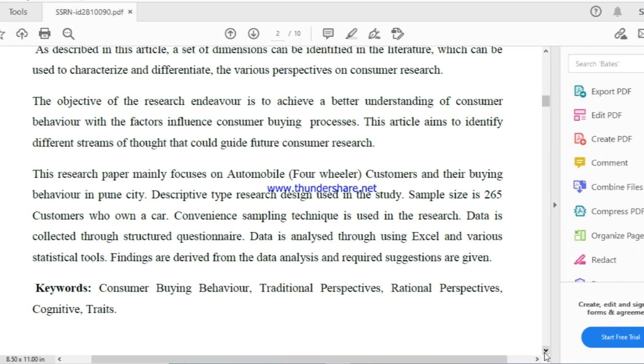Findings are derived and data analysis is taken up, and these suggestions are given at the end of the paper. Then this is an important thing which they have written, and we should also make a practice that we should write keywords in our paper. So the keywords that this particular research is taking into account are consumer buying behavior, traditional perspectives, cognitive traits, etc. So be careful while writing these research keywords, because when your paper is getting searched, these keywords do play a vital role. Then the entire introduction is there.